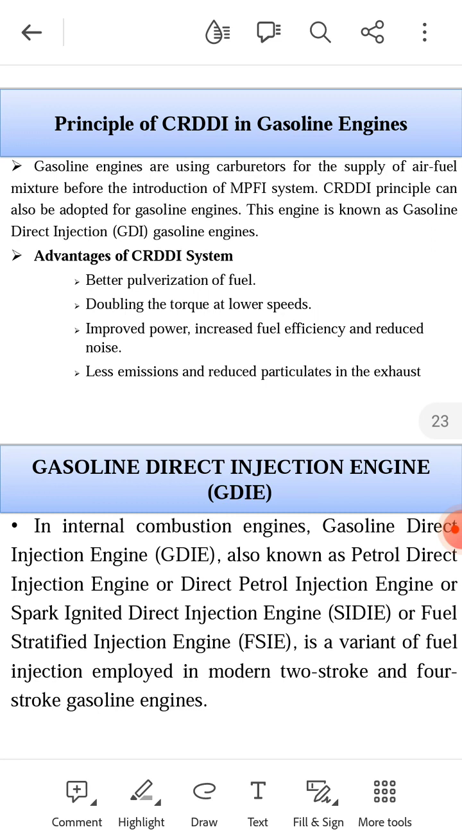Gasoline direct injection engine. In the internal combustion engine, the gasoline direct injection engine, also known as the petrol direct injection engine or direct petrol engine or spark ignited direct injection engine or fuel stratified injection engine, is a variant of fuel injection employed in modern two-stroke and four-stroke gasoline engines.